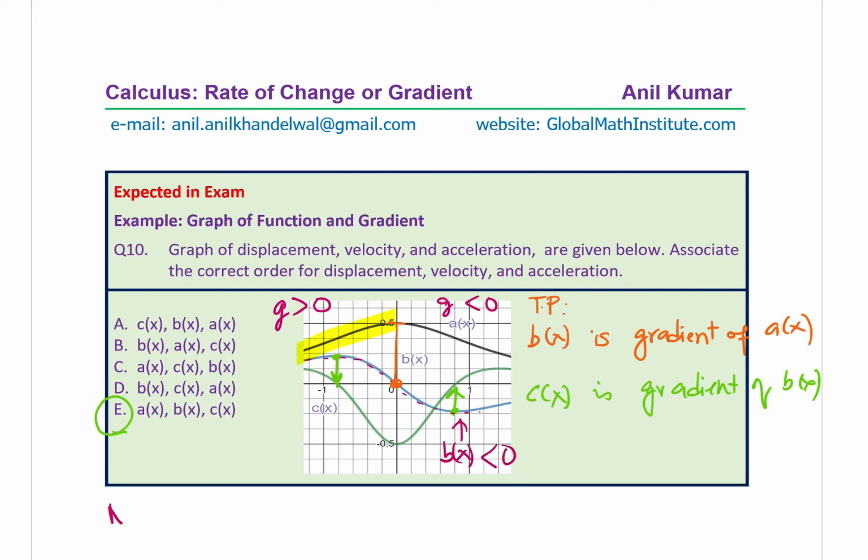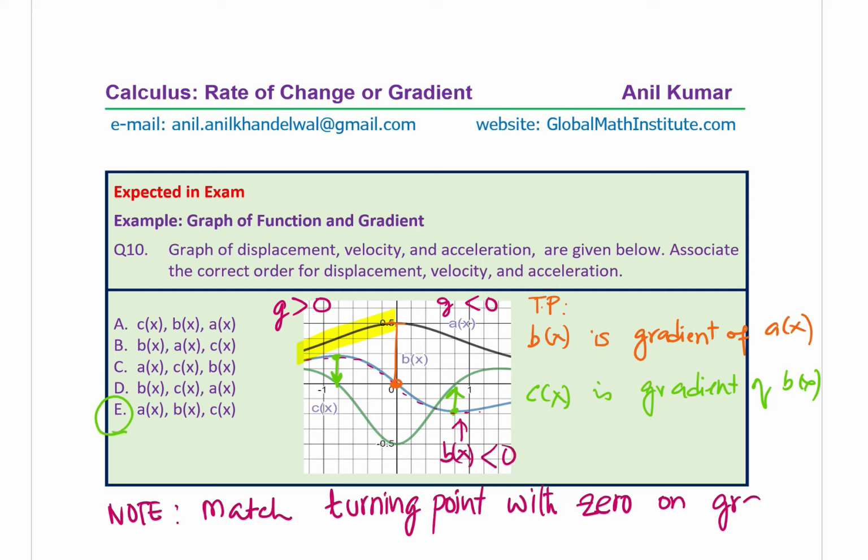So let me write down a note here, and that is: match turning point with 0 on gradient. That is key. So if you do that, you are in a good position to identify which graph may represent the gradient of the other.